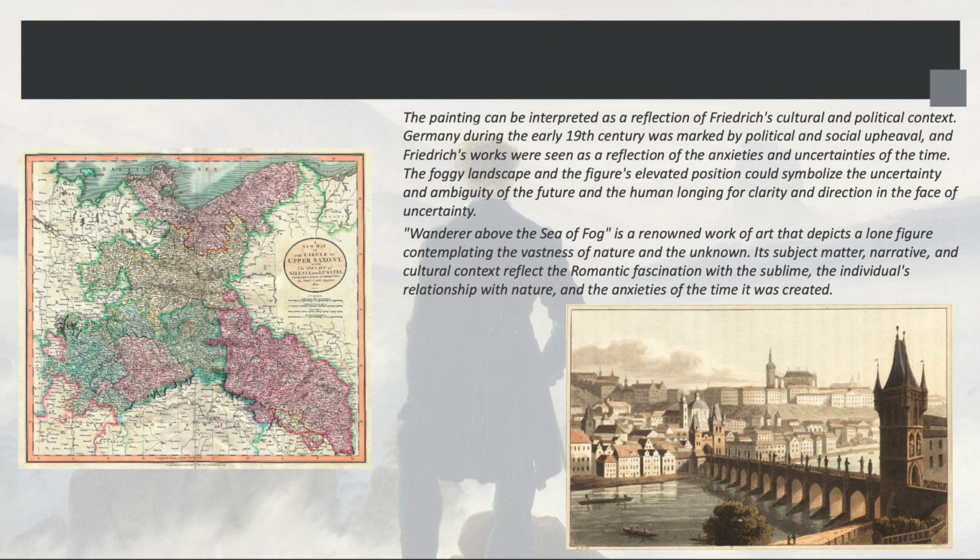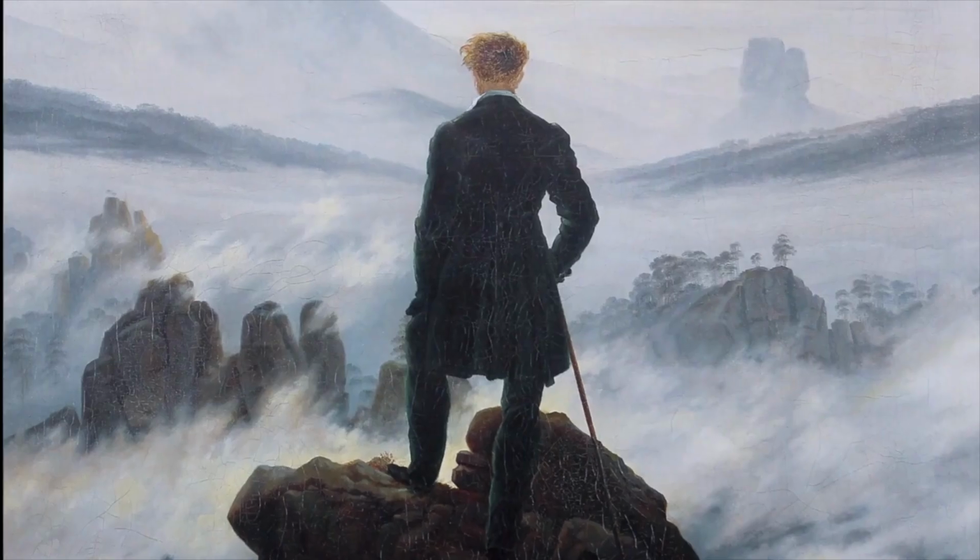Wanderer Above the Sea of Fog is a renowned work of art that depicts a lone figure contemplating the vastness of nature and the unknown. Its subject matter, narrative, and cultural context reflect the romantic fascination with the sublime, the individual's relationship with nature, and the anxieties of the time it was created. The painting continues to be widely studied and appreciated for its evocative imagery, exploration of the human spirit, and connection with the natural world.